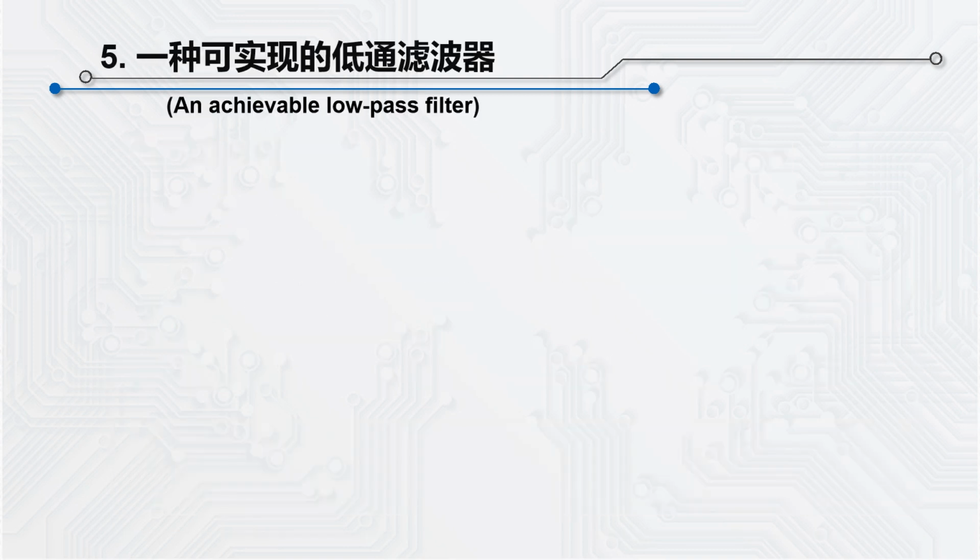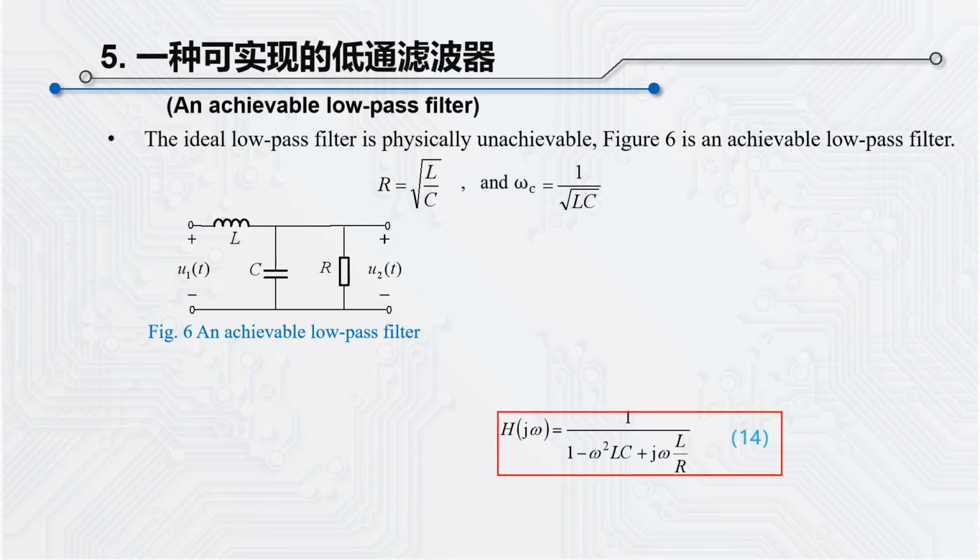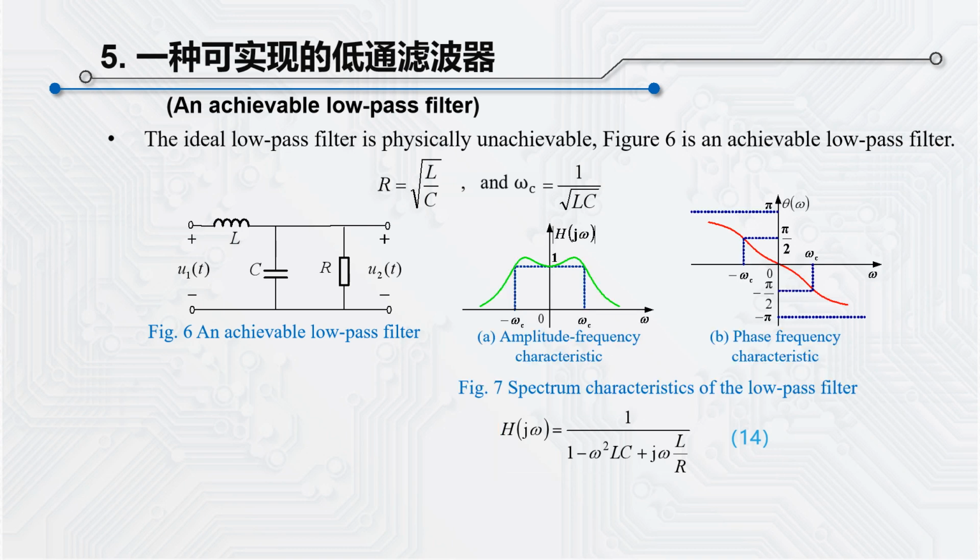Finally, I will introduce an achievable low-pass filter. The ideal low-pass filter is not physically achievable. Figure 6 shows an achievable low-pass filter. This is an RLC circuit you have learned before. When the resistance R in the circuit is equal to root L over C, and if we make omega c equal to 1 over root LC, the system function H(j omega) of this RLC circuit can be expressed by formula 14. Its spectrum characteristic is shown in figure 7.